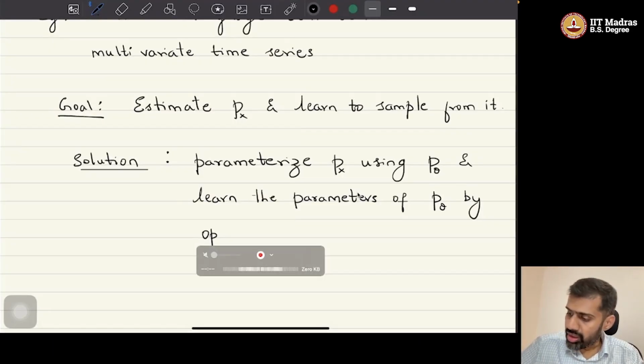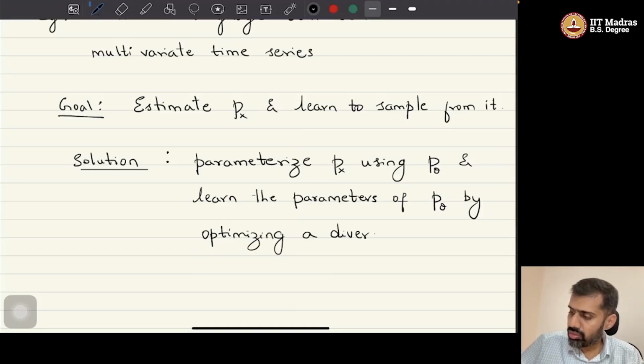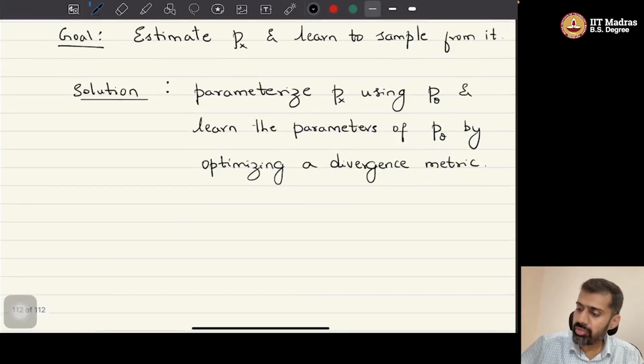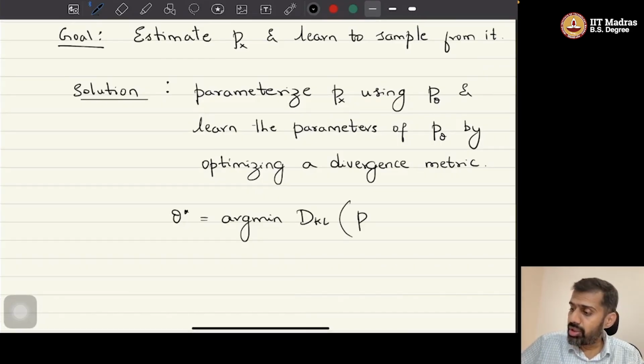By optimizing a divergence metric. This philosophy still remains the same. So mathematically speaking, we find out the theta star that would minimize some divergence metric, which can be KL divergence, between px and p theta.